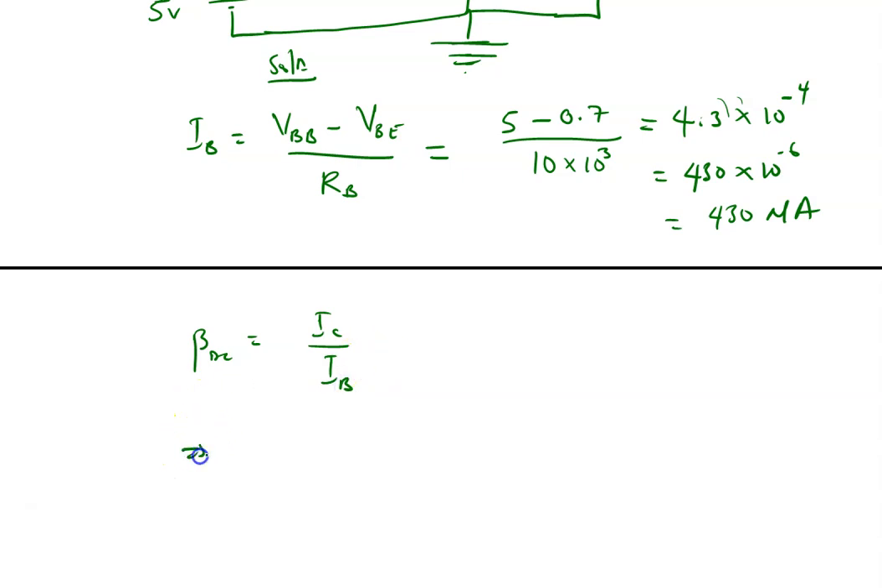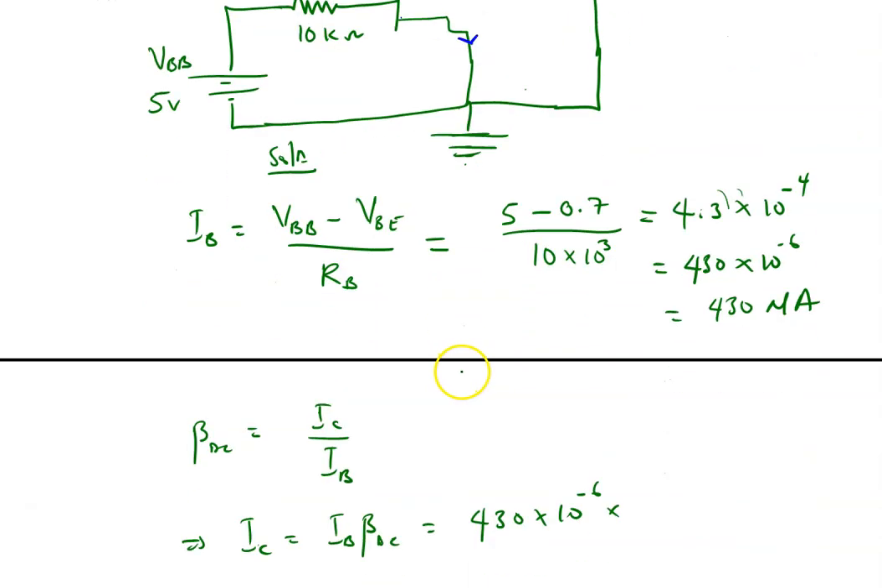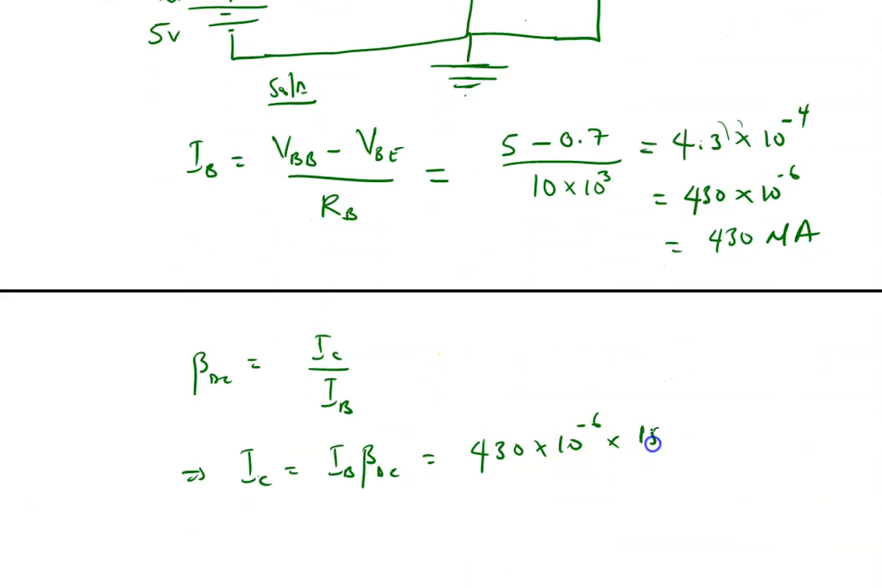In that case, if I make IC the subject, I'll get IC is equal to IB multiplied by the beta DC. We're going to get 430 times 10 exponent minus 6 times the beta DC, which is 150, right? So that is 430 times 10 exponent minus 6, all times 150. If I compute with the calculator, I'm going to get 0.